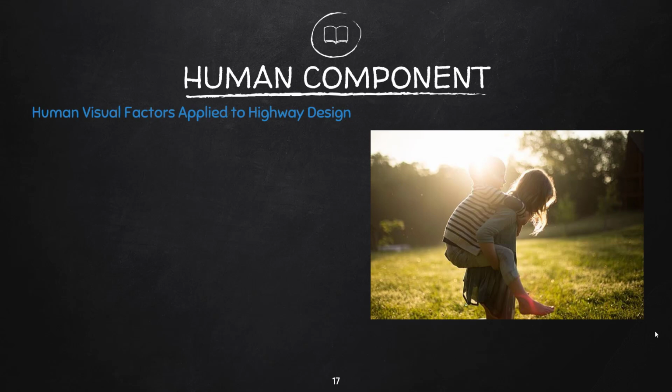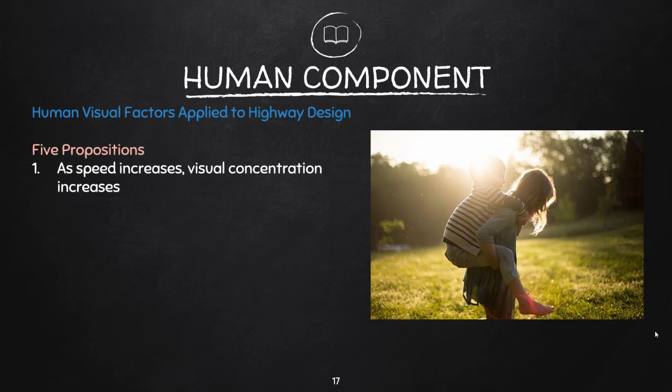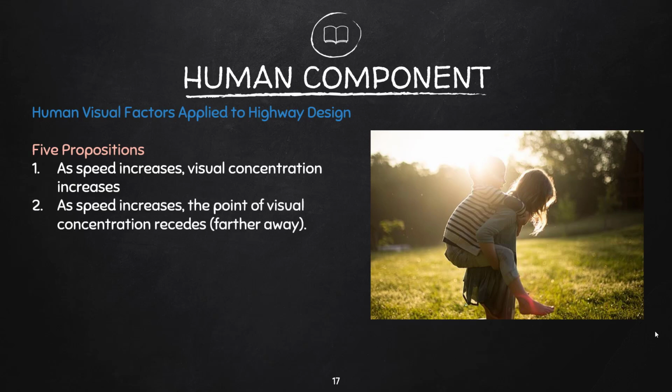Let's now move to the human visual factors applied to highway design. There are 5 propositions under this. As speed increases, visual concentration increases. These 5 are self-explanatory, so I will not be explaining them. As speed increases, the point of visual concentration recedes farther away. So as our speed increases, our concentration is on the farther objects, not on the objects that are near us.